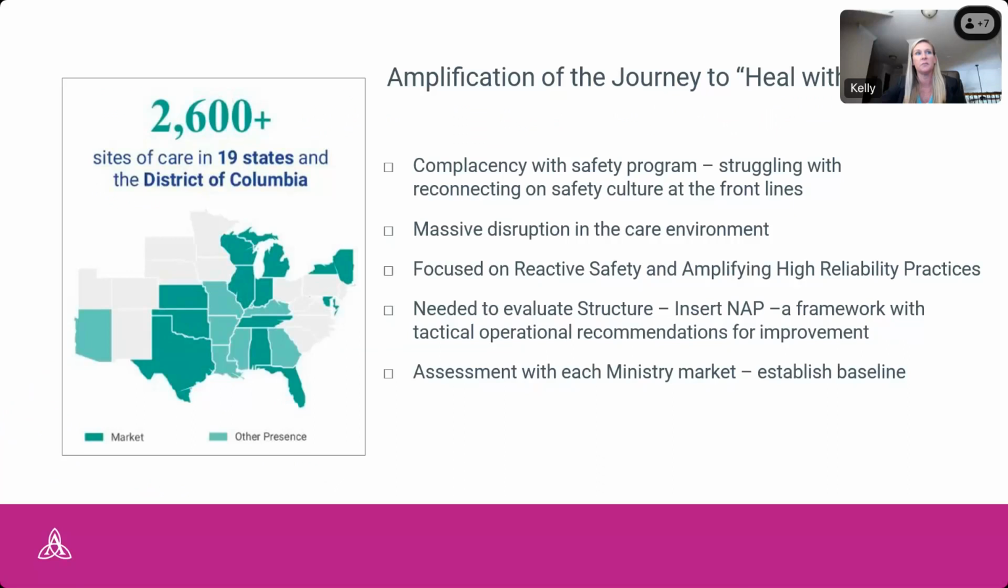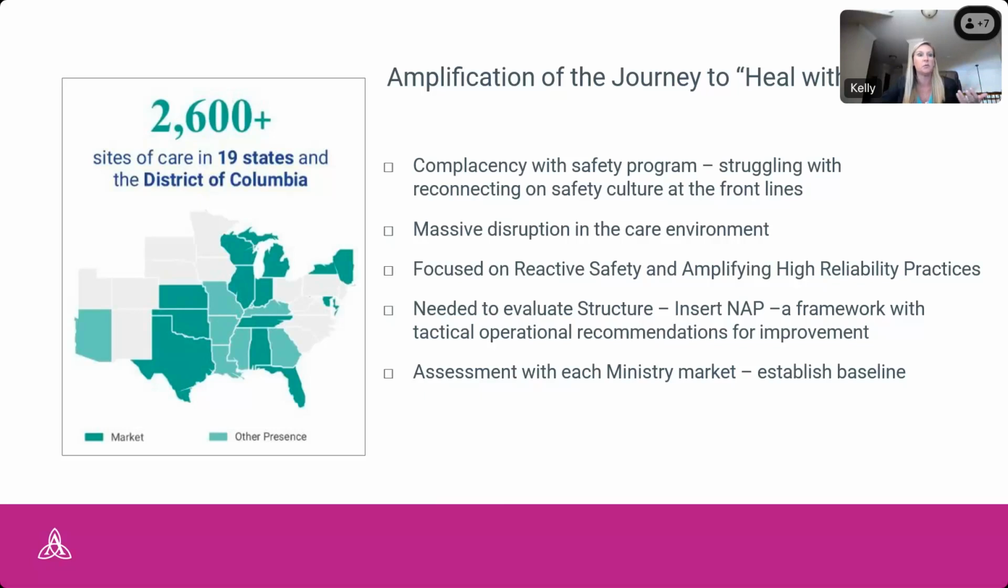As Fran mentioned, I am the Vice President of Patient Safety and Compliance for Ascension Health, which is a fairly large health system with slightly over 2,600 sites of care located within 19 states and the District of Columbia here in the US. We initiated our journey with the National Action Plan coming out of the COVID pandemic, where we were relatively complacent with our patient safety program. And we were really struggling with reconnecting our safety culture on the front lines.